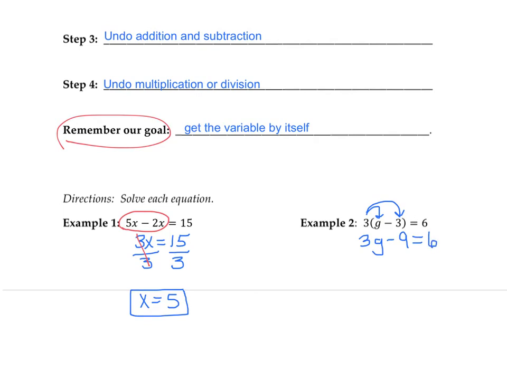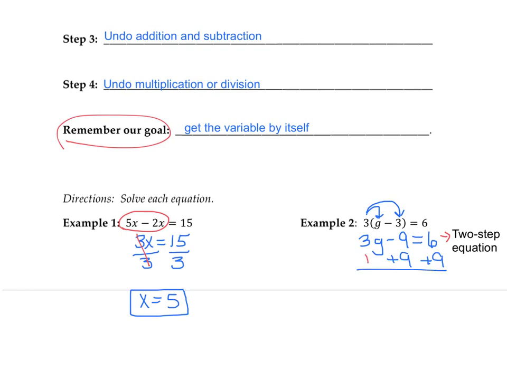So what do you notice here? We have a two-step equation at this point. So now we're going to follow the steps for a two-step equation. Next, we're going to undo addition or subtraction. Well, we have subtraction here, so we're going to undo it by adding 9 to both sides.